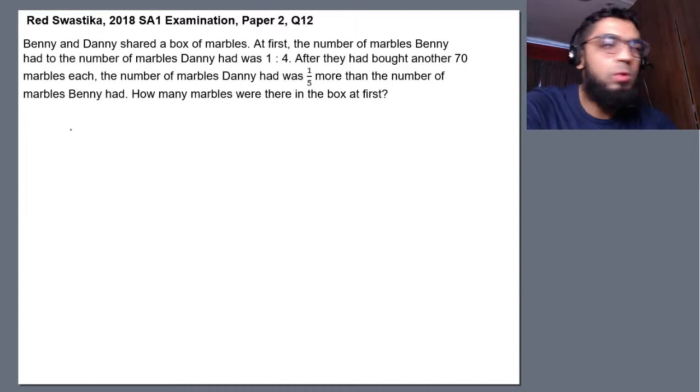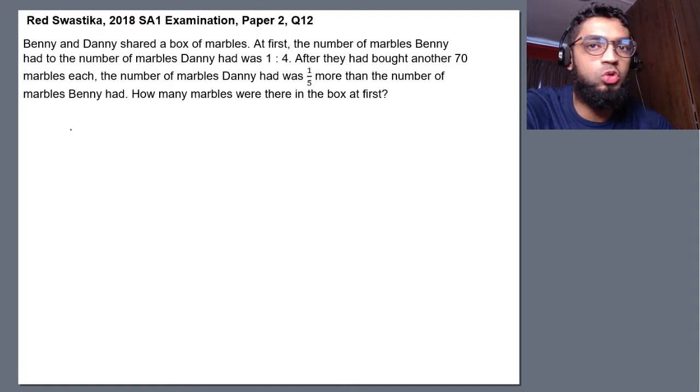Hello, today we will talk about this problem sum from the mid-year examinations from the Red Swastika School in Singapore. This was last year's Paper 2 Question 12 from that particular school.